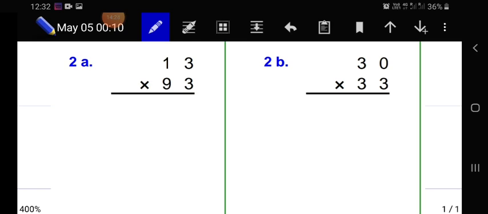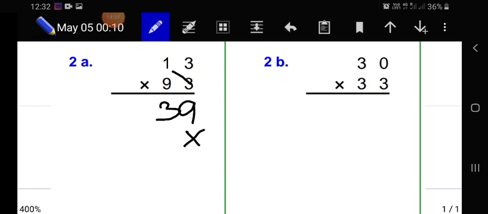Okay, so let's just start. So the question is 13 multiplied by 93. First of all we will take the 3 from the 93 and multiply it with the 13. So 3 3s are 9. 3 1s are 3. Okay, now we have to put the cross mark here, or you can leave the space also, but it is better if you put the cross mark here.